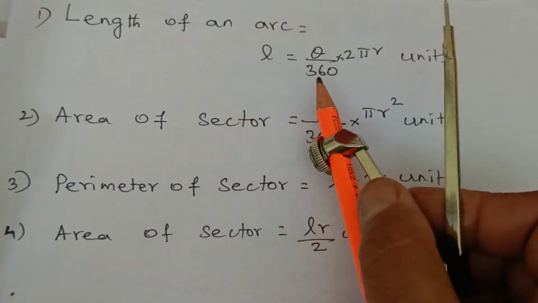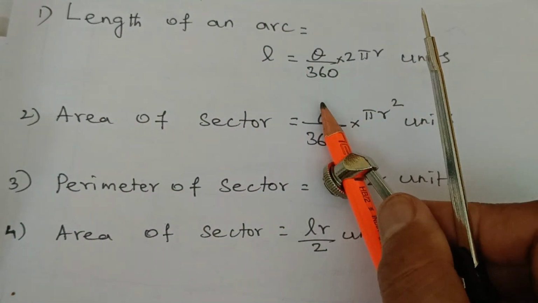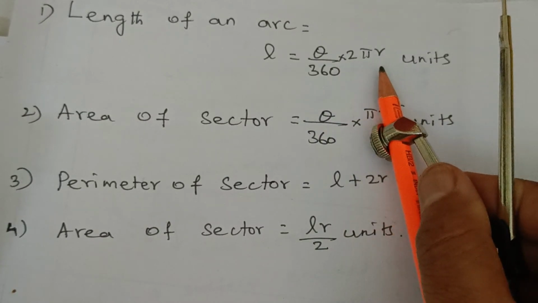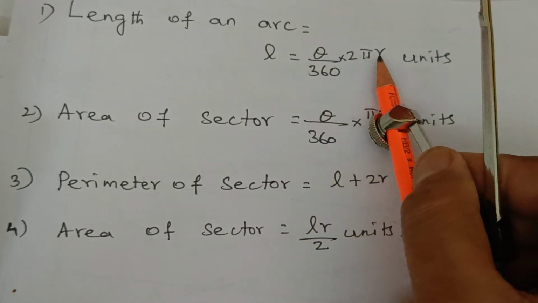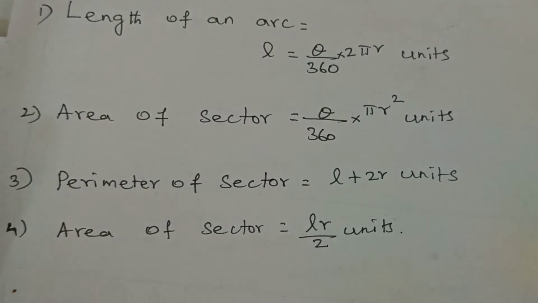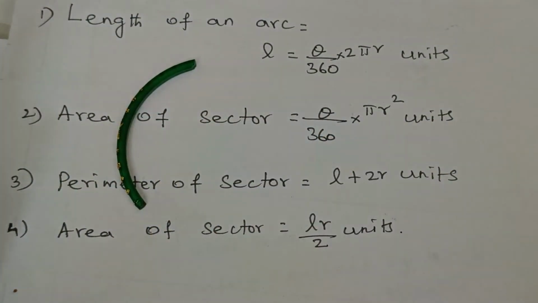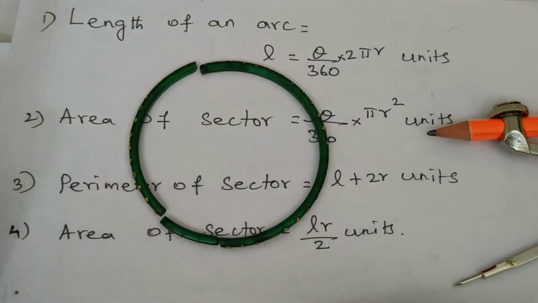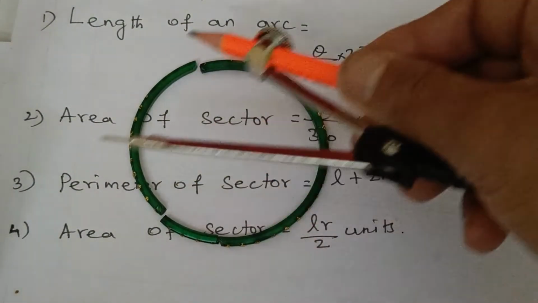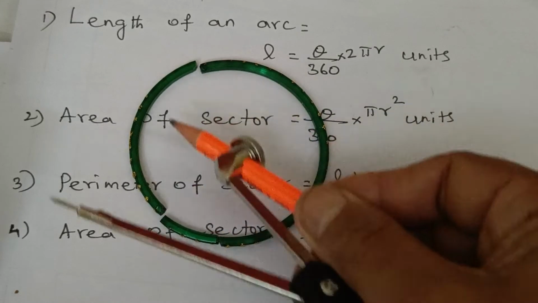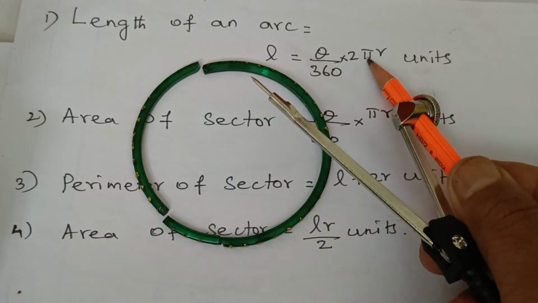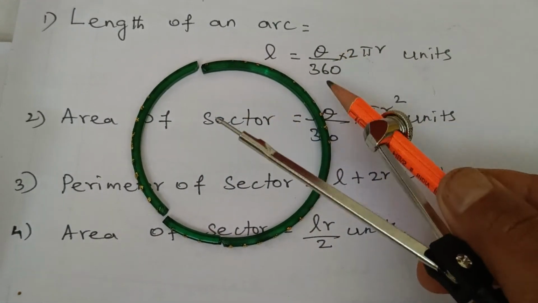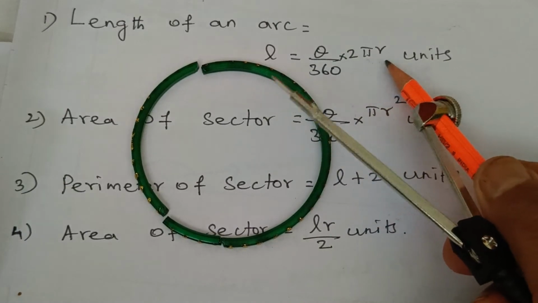That is L is equal to theta by 360 into 2 pi r units. 2 pi r is nothing but the circumference of the circle. Since the arc is the part of a circumference. It's the part of the circumference of the circle. Isn't it? The arc is nothing but a part of a circumference of a circle. So while finding the length of an arc, we write the formula of circumference. So it is theta by 360, 2 pi r.